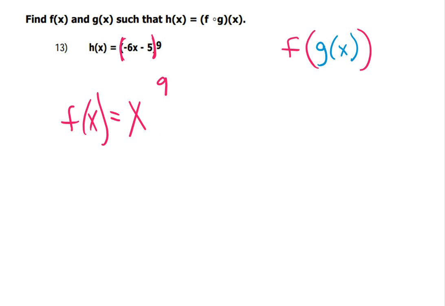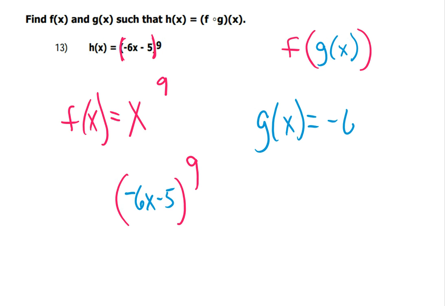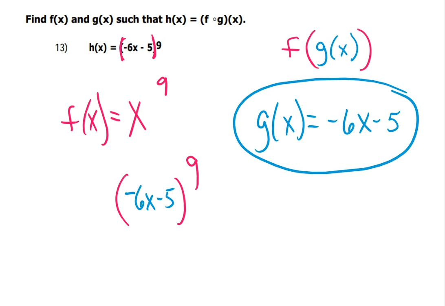And then where those parentheses are, what I'm seeing in blue is that g of x is -6x minus 5. So there's one answer, and there's the other. And I'm pretty sure that's the only possibility that we can get in this.